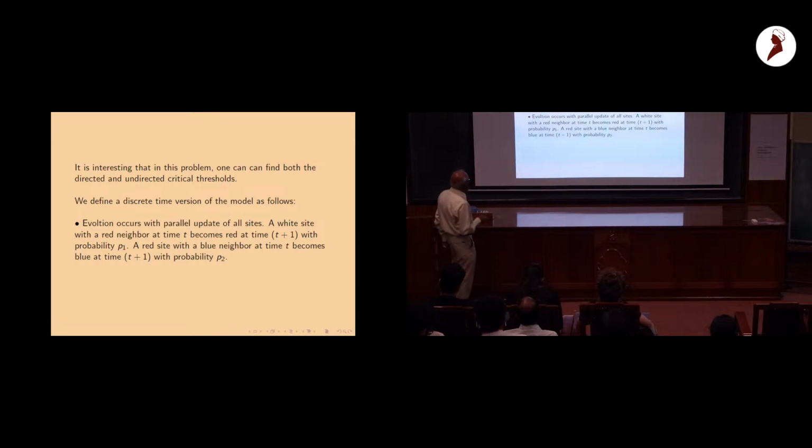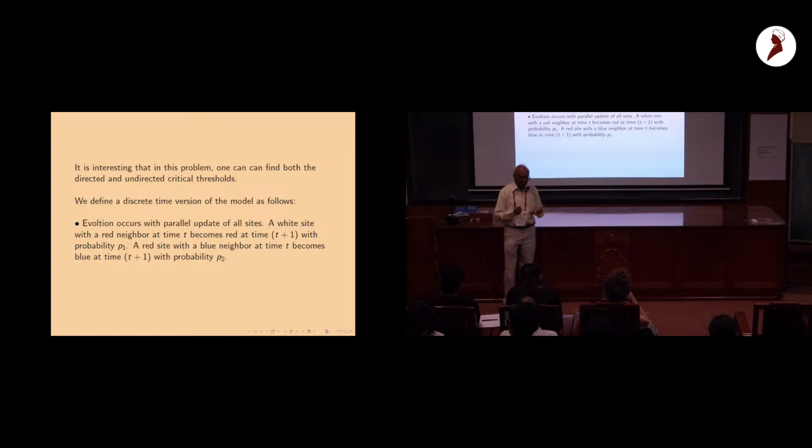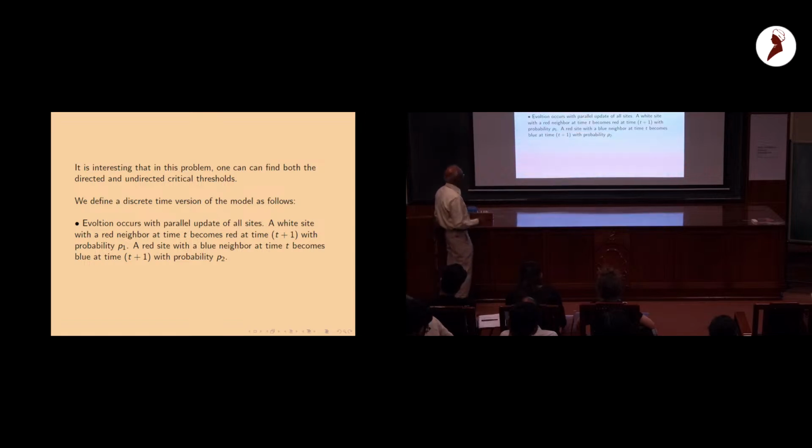Okay, but actually there is an interesting variation of this model in which you see there are two thresholds. One is a directed percolation threshold and one is an undirected percolation threshold. So I will see both thresholds in the same model. So you just want to introduce this variation. And so the evolution, sorry, there is a U missing, evolution occurs with parallel update of all sites.